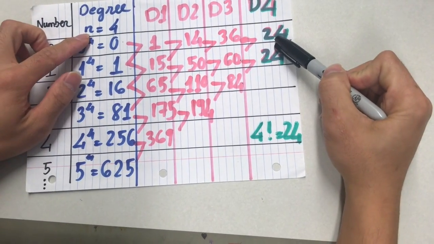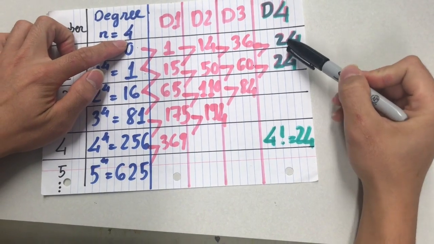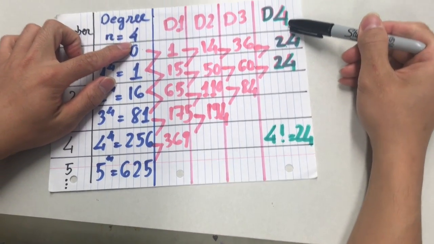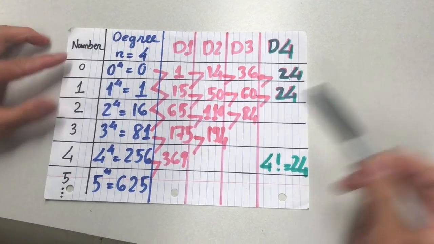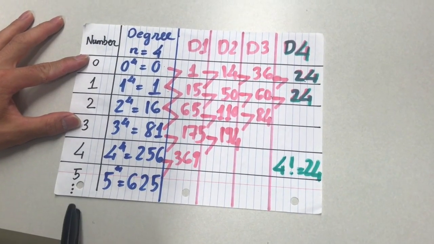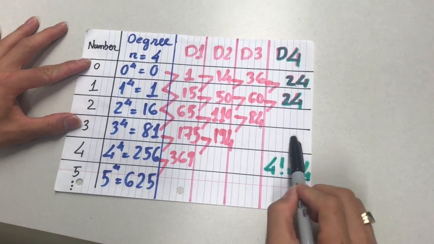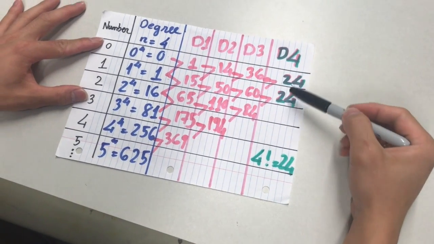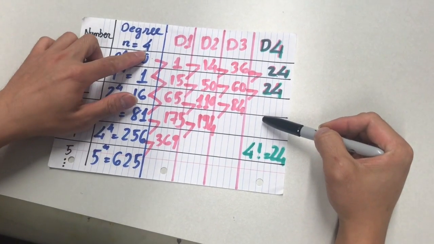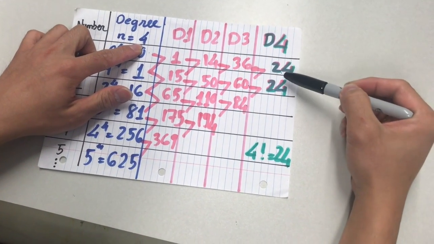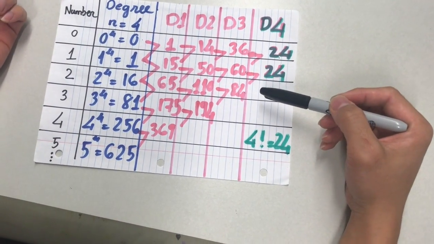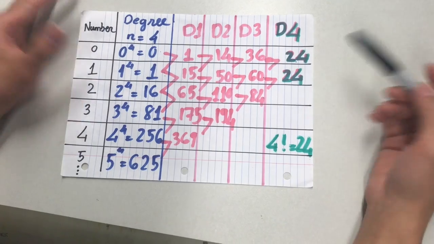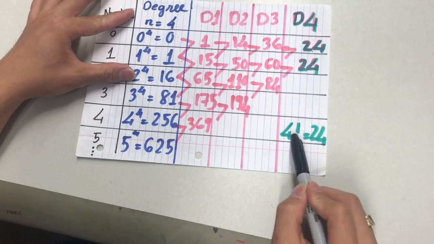So if the power n is 4, then my difference 4 is my common difference, because they're all the same, 24, 24. If I continue the numbers 6, 7, 8, 9, 10, eventually I will get the same differences, 24, 24, 24. When n is 4, the 4th difference is my common difference. I call it the factorial difference of 4, which is 24. In other words, I can say 4 factorial is 24.